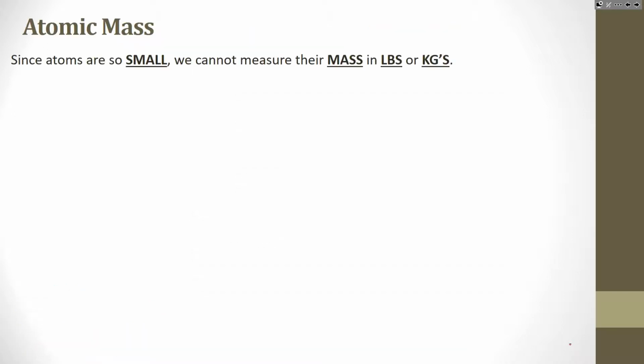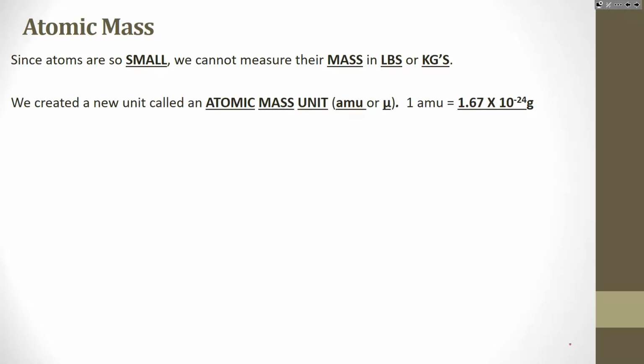So if we review back to atomic mass, we talked about this earlier. Remember that atoms are so small we can't measure their masses in pounds or kilograms. We actually had to come up with a new unit, and we called that unit an atomic mass unit. We use the units AMU or the Greek letter mu. And what does that mean? Well, 1 AMU is 1.67 times 10 to the minus 24 grams. So it's a super, super small number, like ridiculously small. And we have that value on our periodic table. So one carbon atom weighs 12 AMUs.